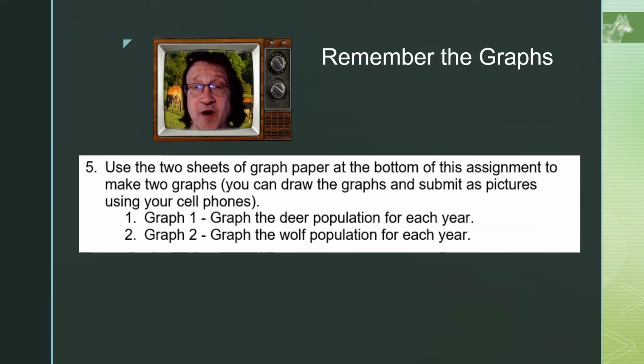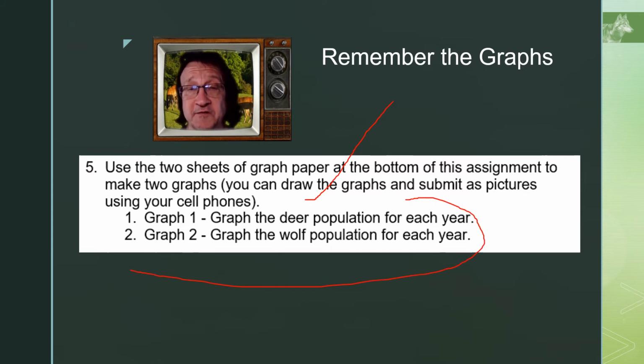So to get full credit for this virtual lab, you are going to have to answer some questions and input information in a data table, and I'll show you how to do that. Plus, you're going to come up with two graphs that, if you wish, you can put together in what's called an overlay. So I'm going to provide you with two pieces of graph paper: you're going to graph the deer population on one and the wolf population on the other, and compare what the curves look like over specified periods of time as predation is going on.